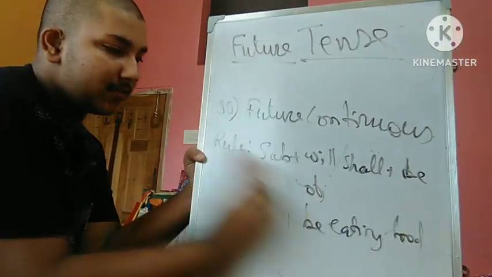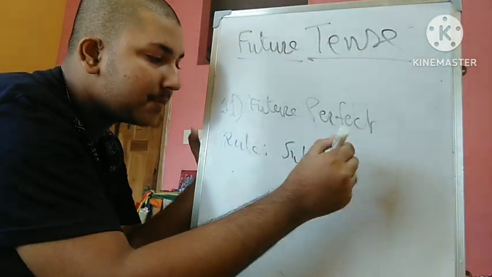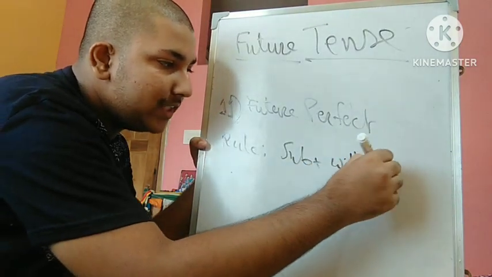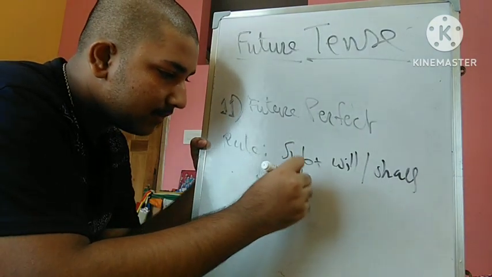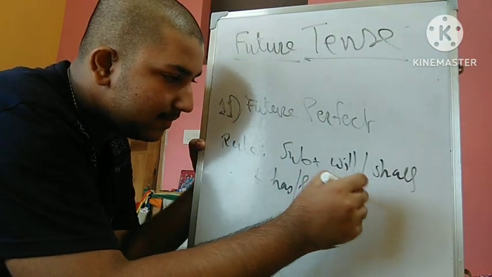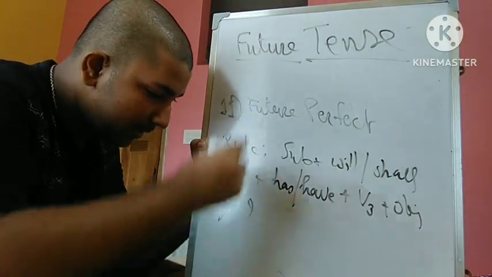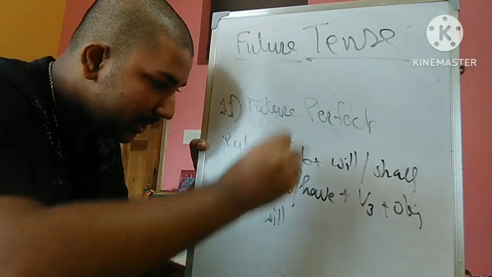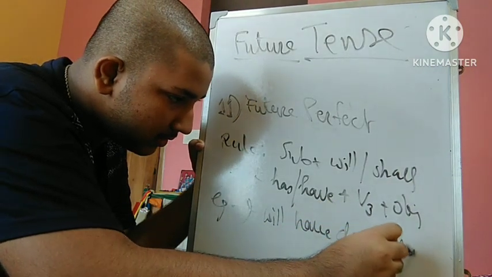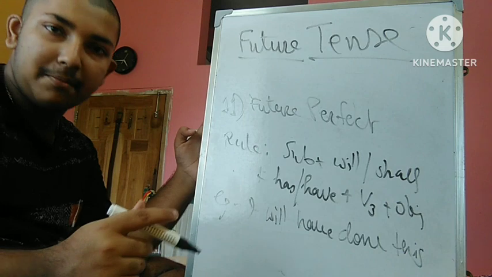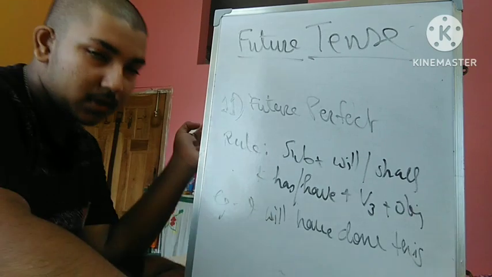Clear? Moving to next. Now I have future perfect. So its rule is subject plus will, shall plus has, have plus V3 plus object. Example, I will have done this. Future perfect. Clear? Moving to next.